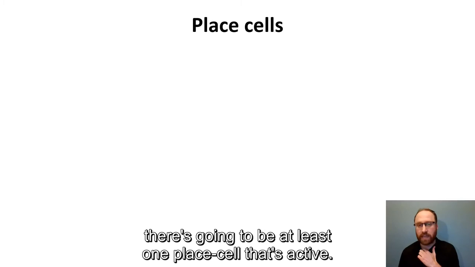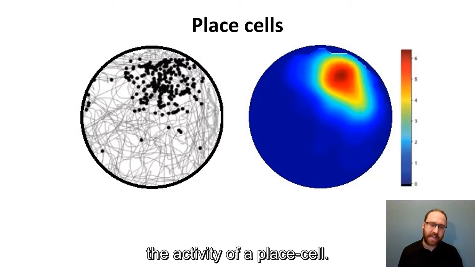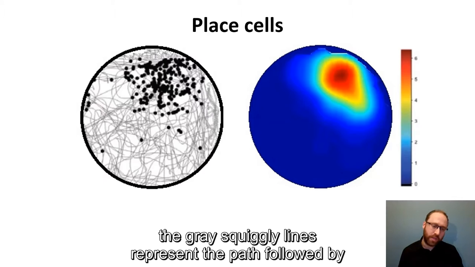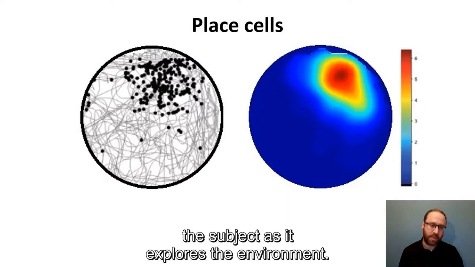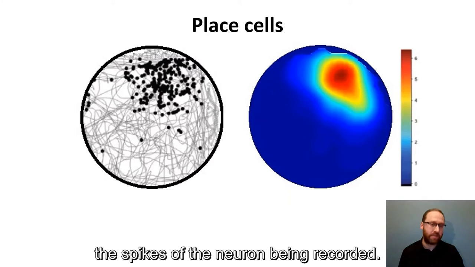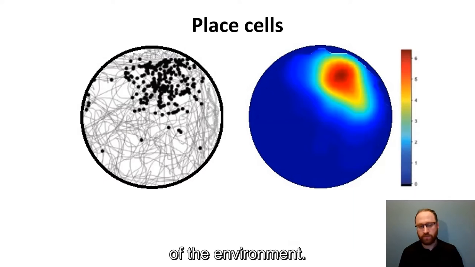So that's a common way of representing the activity of a place cell. You'll see that on the left-hand side, the gray squiggly lines represent the path followed by the subject as it explores the environment. And the black dots represent the activity of the neuron, the spikes of the neuron being recorded. So the spikes are concentrated in a particular area of the environment, and that's called the firing field of the place cell.